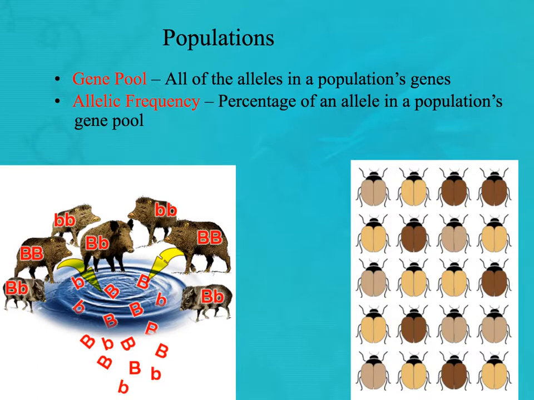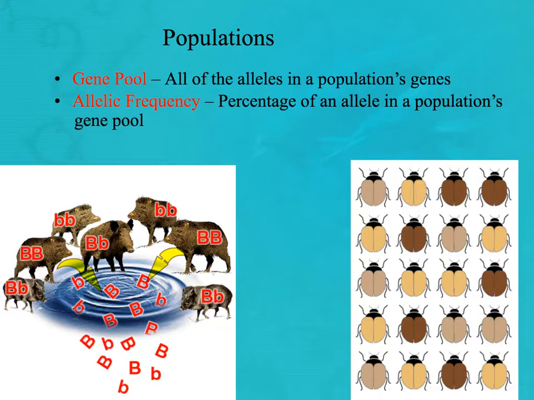So if we look over here at these beetles, what we have is many different varieties, actually 3 different varieties. We have the darkest ones, the lightest ones, and these medium colored ones. If we assign capital B to each of these dark brown ones, and lowercase b to each of these light colored ones, and capital B lowercase b to each of these medium ones, that is an example of incomplete dominance, and it would be pretty easy to figure out what the allelic frequency is. The gene pool would be the total number of genes in a population.